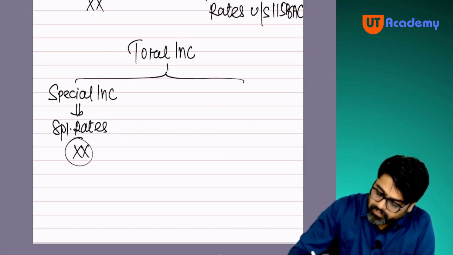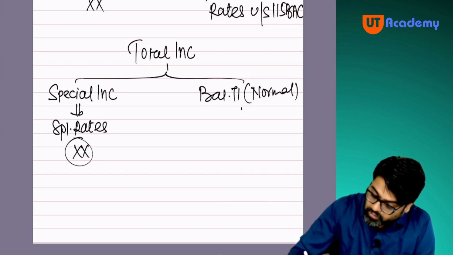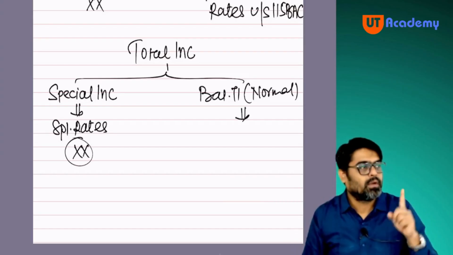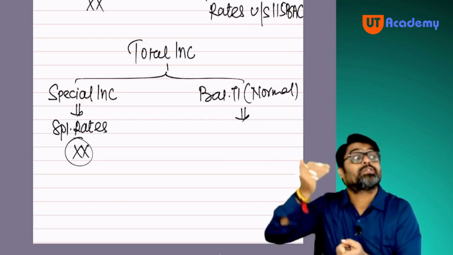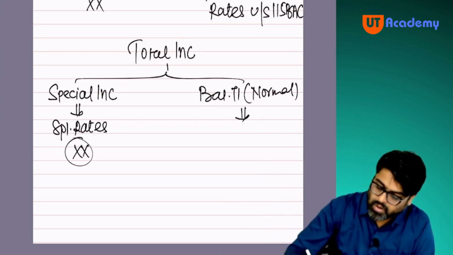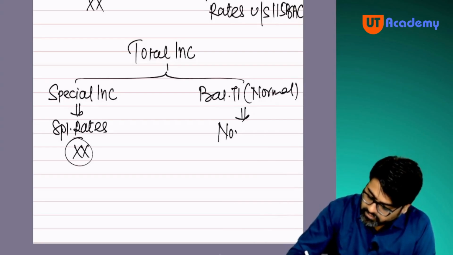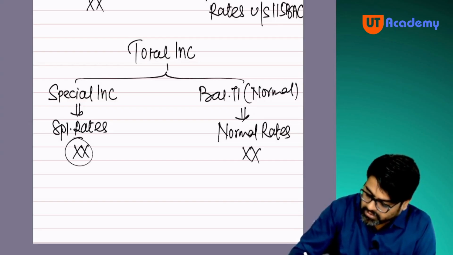Now tell me, on the balance total income, which is normal total income, we are going to apply what rates? Please remember, we will not apply 115BAC rates here. We have shifted out. We will apply, do you remember, the normal rates? Okay, so apply normal rates. Now after applying normal rates, we will get the tax here also.